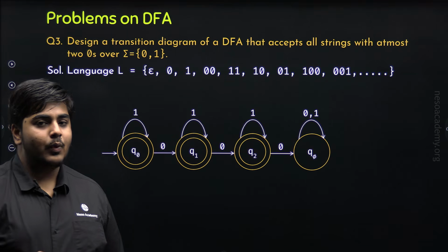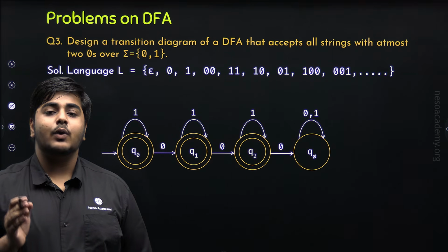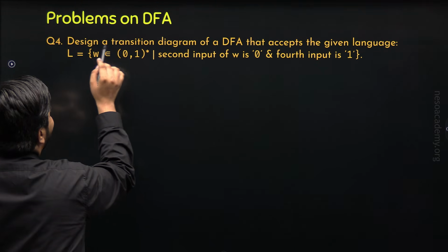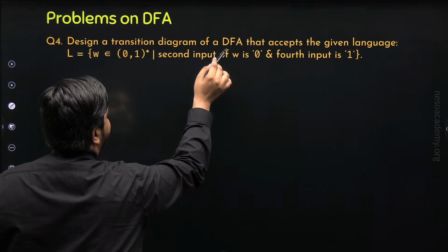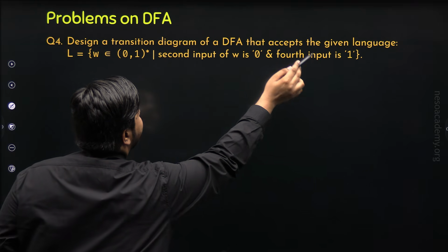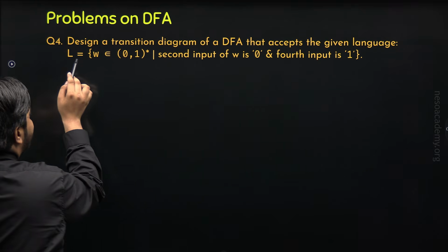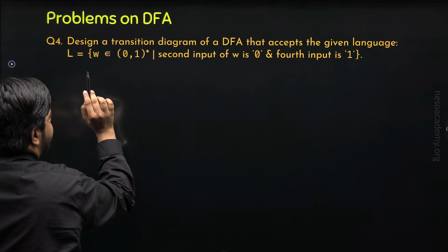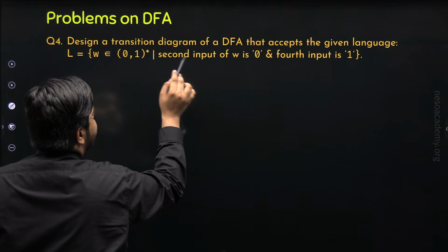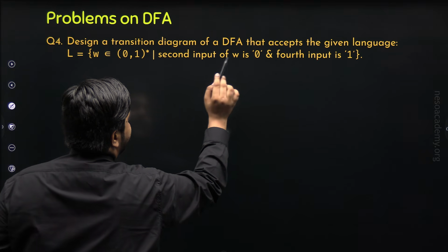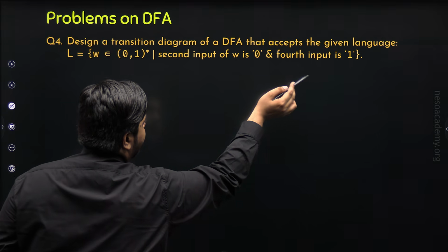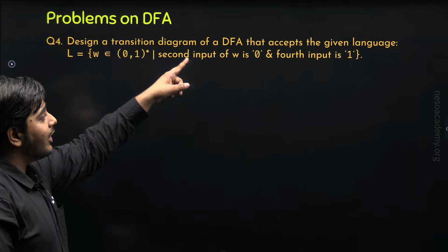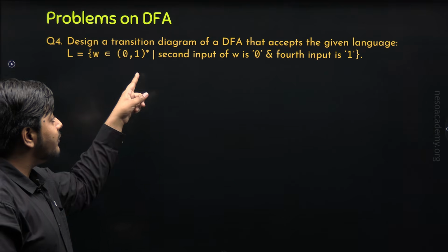alphabet 0, 1. Now we will proceed to our last question, that is question number 4. Design a transition diagram of a DFA that accepts the given language. L is equal to W belongs to {0, 1}* such that the second input of W is 0 and the fourth input is 1. That means you are required to draw a transition diagram of a DFA that will accept the following language.